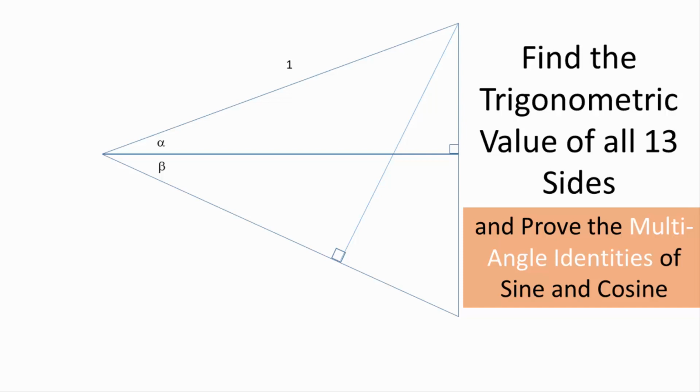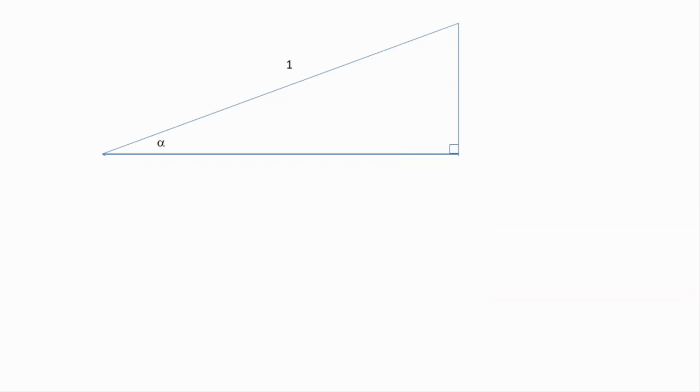In this video, we're going to find the trigonometric value of all 13 sides of this figure, and in the process we'll be able to prove a couple of multi-angle identities for sine and cosine. So we'll start with a right triangle that has an angle alpha and a hypotenuse of 1. We'll create another right triangle that has an angle beta.